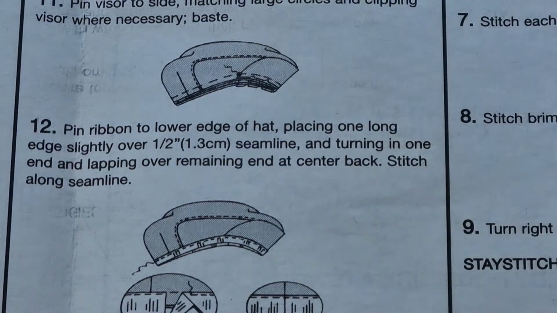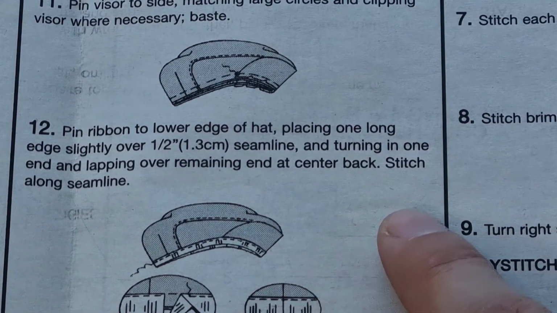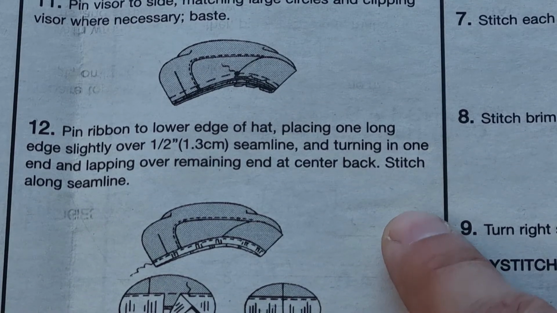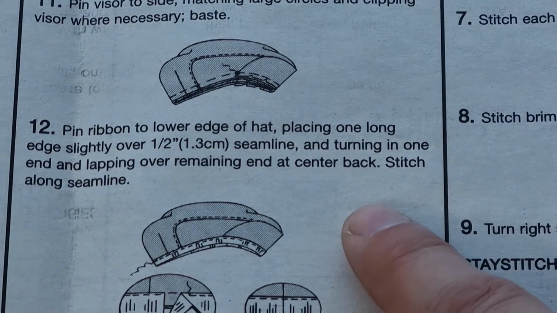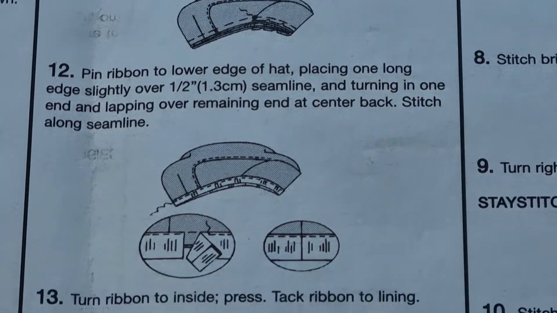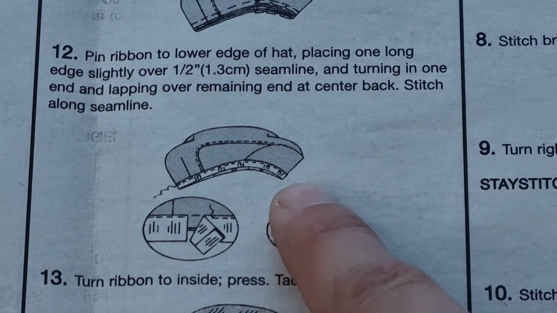And the next one is also not particularly clear. It says pin ribbon to lower edge of hat, placing one long edge slightly over the seam line, and turning in one edge and lapping over remaining end at centre back. Without the pictures, that would be so much gobbledygook.